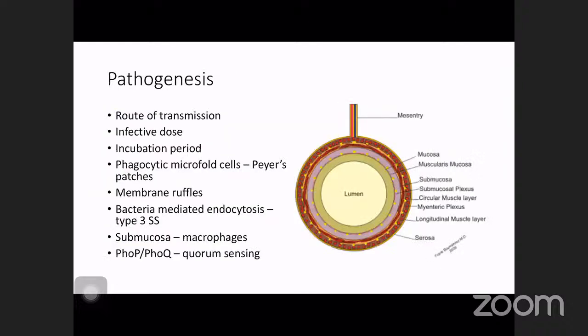With this, now we'll move on to the pathogenesis. What is the route of transmission? We all know this is the fecal-oral route of transmission. The infective dose is 10 power 3 to 10 power 6 bacilli, which has to be present so that it can produce an effective pathogenesis.